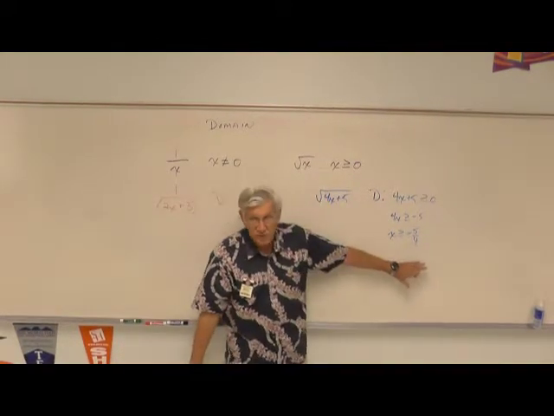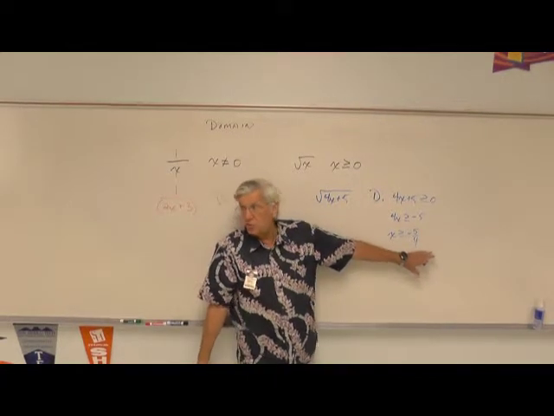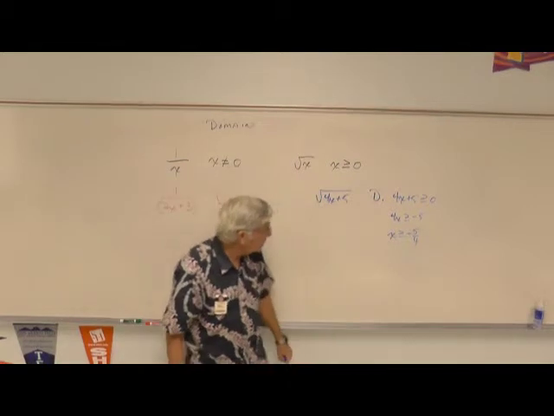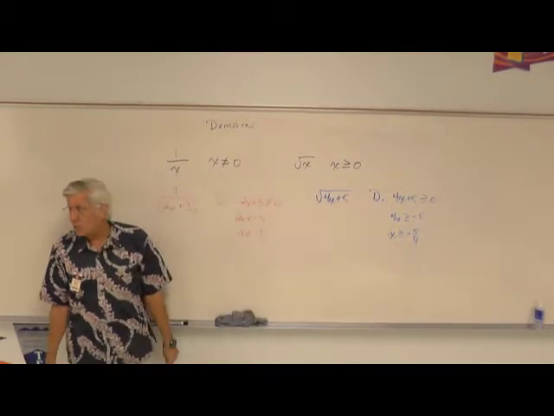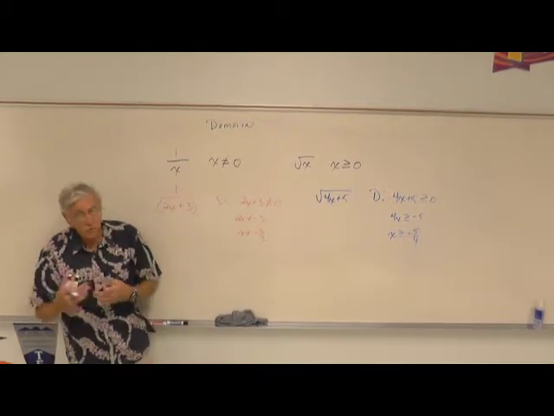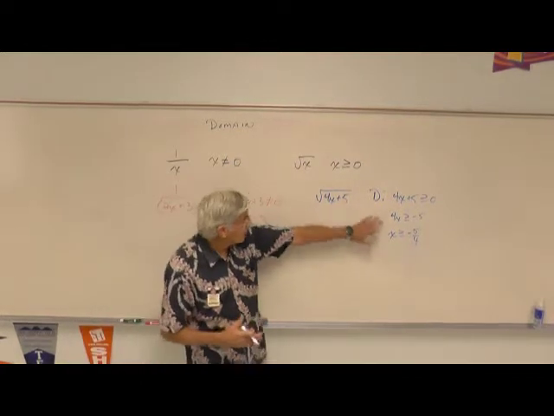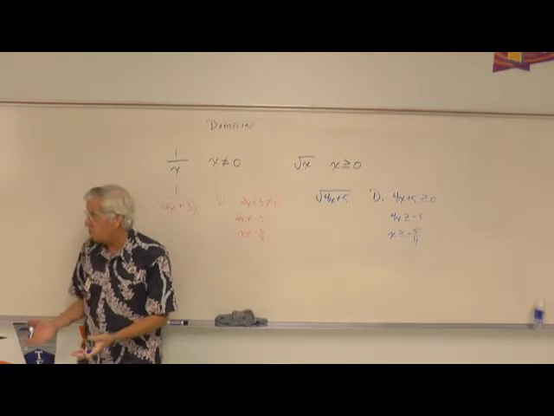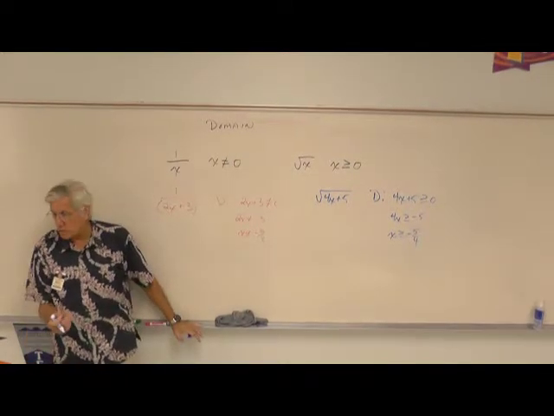So there are, in fact, some negative x values that could be used, but only ones that are greater than or equal to negative 5/4. Any numbers less than that, when I plug them in here, are going to create a negative number that I need to take the square root of, and that's what's going to cause me my problems.